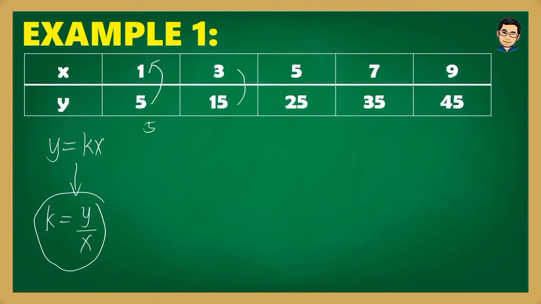15 divided by 3, that is 5. 25 divided by 5, that is also 5. 35 divided by 7, 5. And then 45 divided by 9, that is 5. So, lahat po ng mga points, yung mga numbers na nakapaloob sa table of values, kailangan po nating i-perform yung operation.